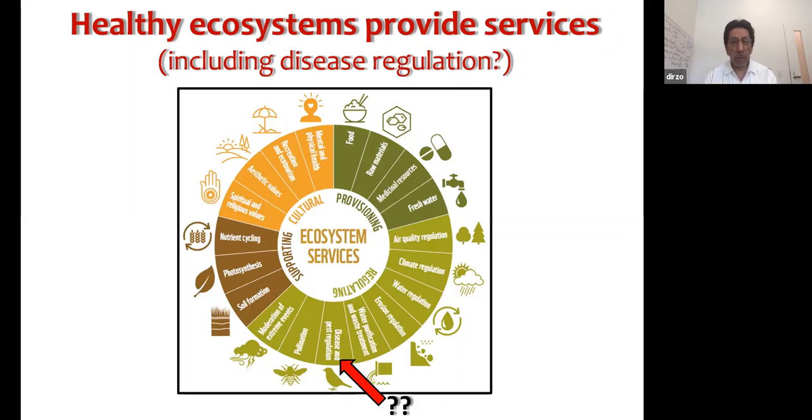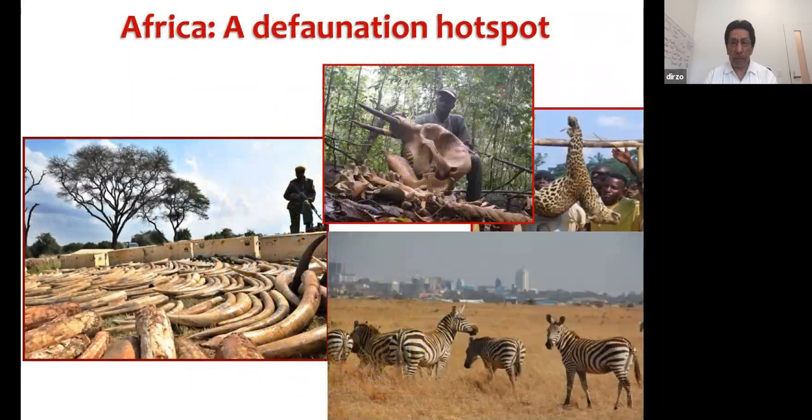The point that I want to illustrate for you here, given my previous comments on deformation, is the question indicated in the arrow at the bottom of this slide, which is: is it possible that the presence of animal life might have consequences on an important regulating service, which is disease and pest regulation? So that's the question that I would like to invite you to explore with me by going to Africa.